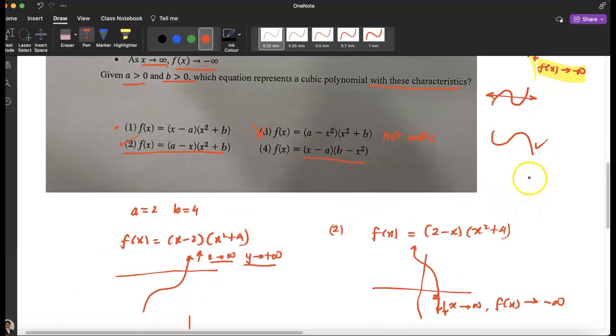You saw the graph? Yeah. What's the graph? So is it going to negative infinity? Is it cubic? It is cubic. So there are 2 answers. 2 and 4. 2 and 4.